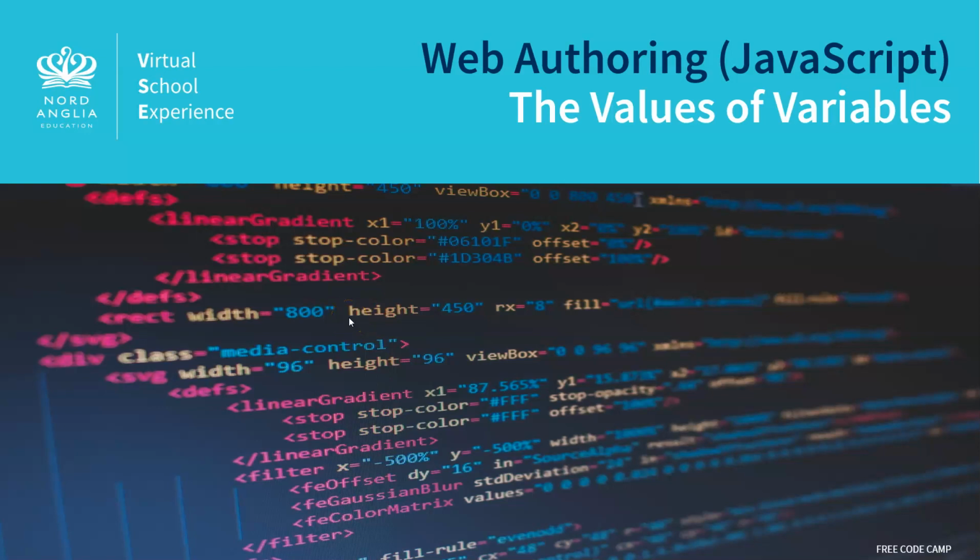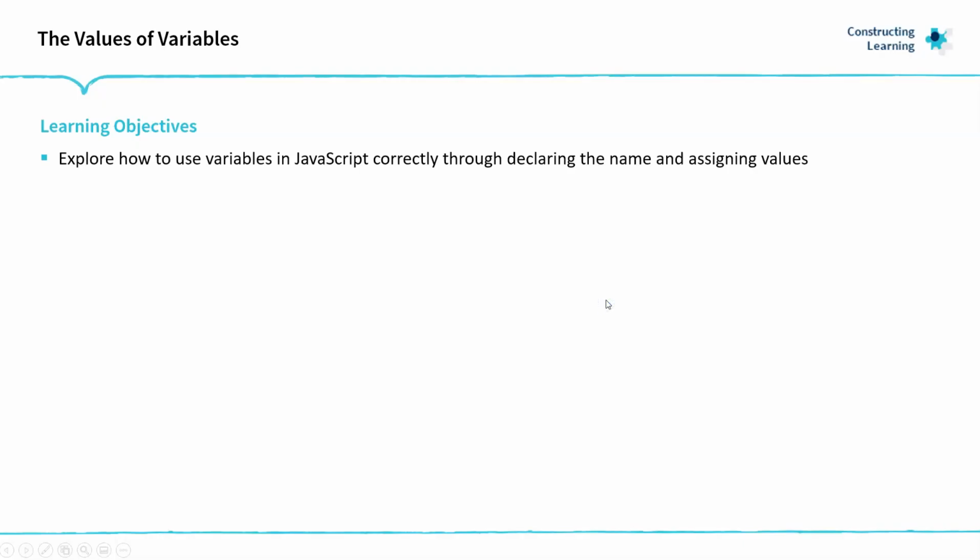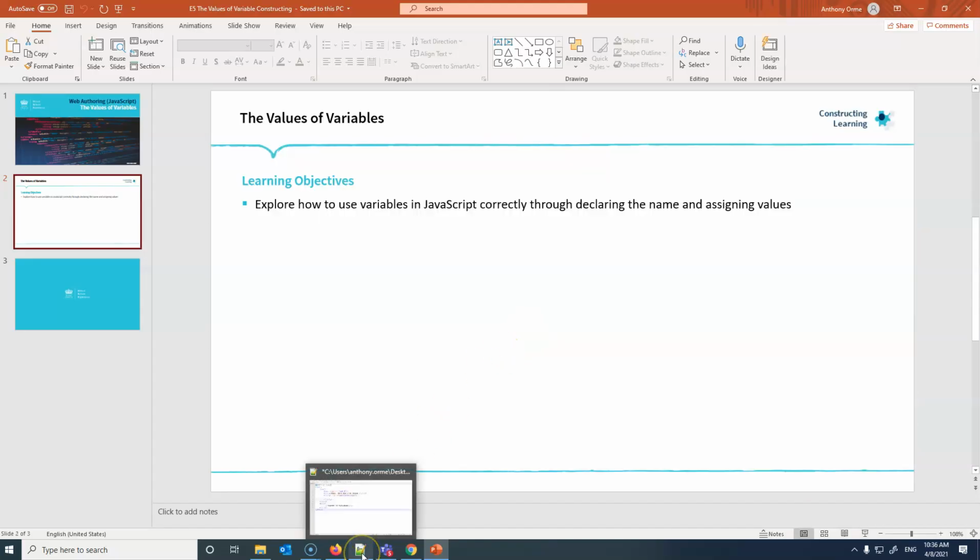Welcome back, Nordangir students, to the third constructing activity where we're going to look at variables. This one's going to be called the values of variables, and we're going to look at exploring how to use variables in JavaScript correctly through declaring their name and assigning values. So let's have a quick look.